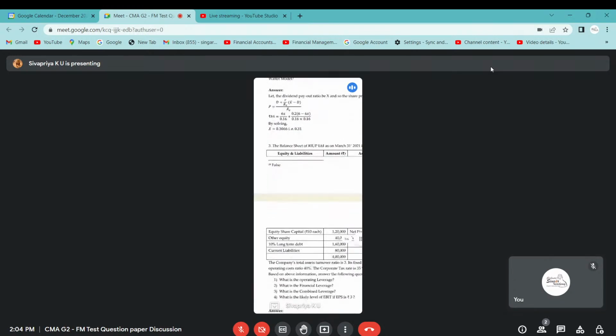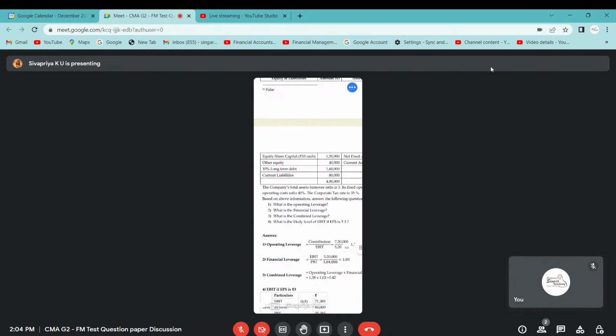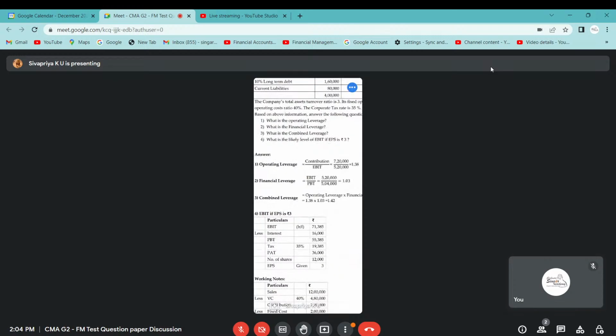Then question number 3. So a balance sheet is given. From that balance sheet you have to calculate the operating leverage, financial leverage, combined leverage, and also what is the likely level of EBIT if the earnings per share is ₹3. So operating leverage is 1.38, financial leverage is 1.03, and the combined leverage is 1.42.